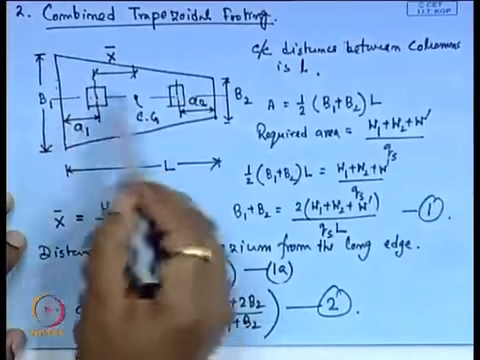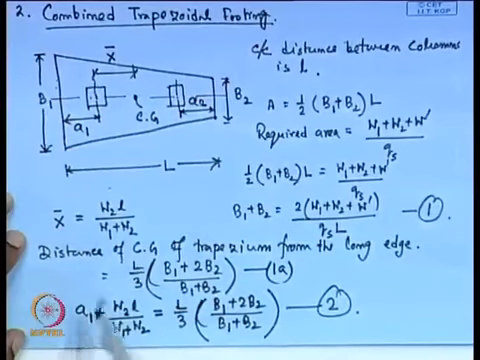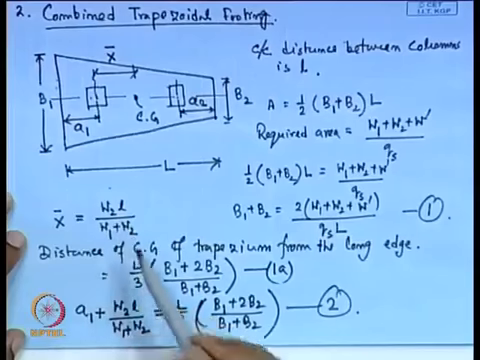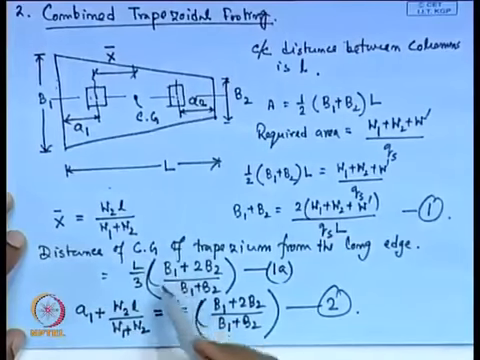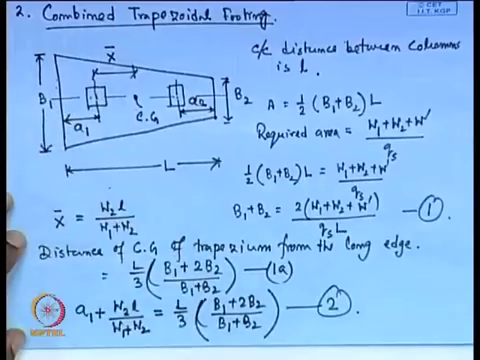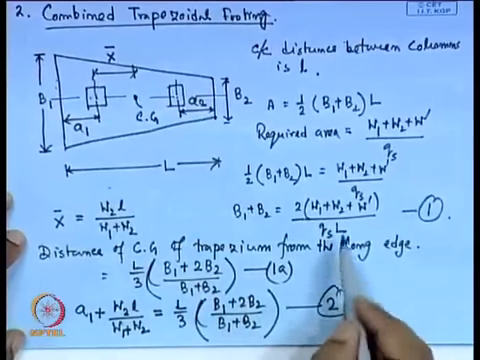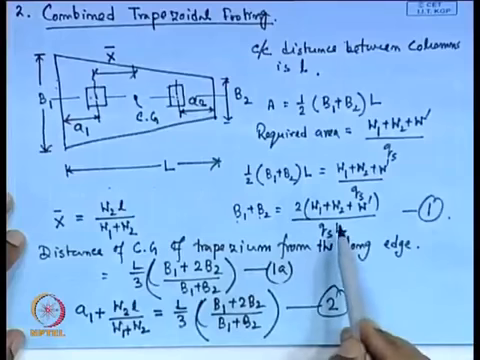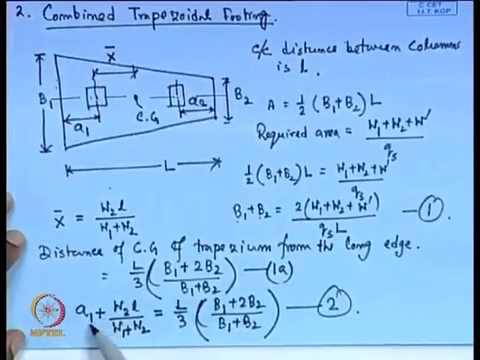So, from this figure we can say that a1 plus x bar is W2 L divided by (W1 plus W2). This x bar, that is equal to this distance of the C G of the foundation from the long edge. So, now in this expression the unknowns are, you can say, B1, B2, L, then small a1.